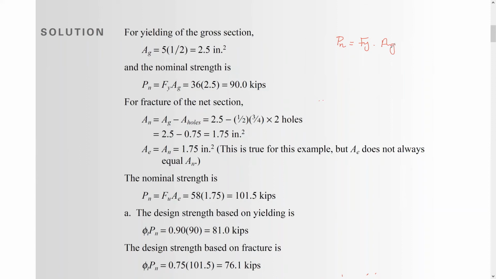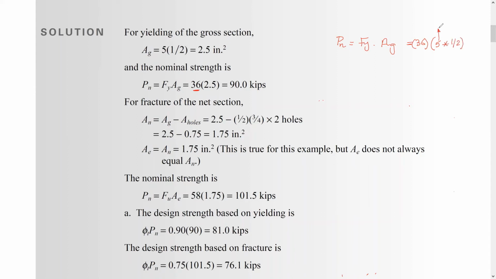Okay, yield stress, it's given to us A36, so the yield stress is 36 KSI. The gross area here is going to be the width times the 1/2, which is the thickness. So it's going to be 5 multiplied by 1/2.